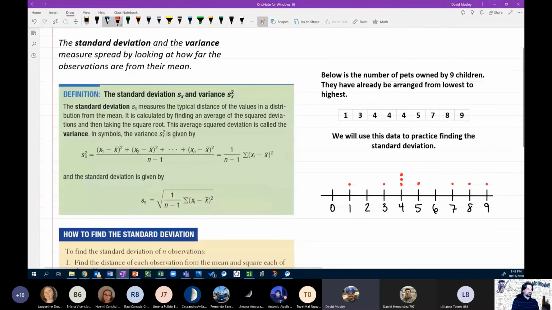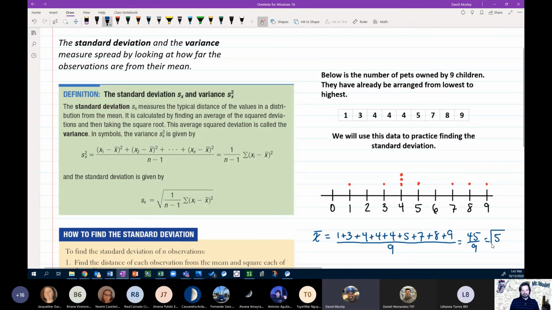Now we're going to find the mean. We'll use the notation here. We're going to call the mean x bar. We'll add up all of our numbers and divide by the amount of numbers we have. So we have 1 plus 3 plus 4 plus 4 plus 4, 5, 7, 8, 9, all divided by 9, equals 45 divided by 9, which leaves us with a mean of 5.